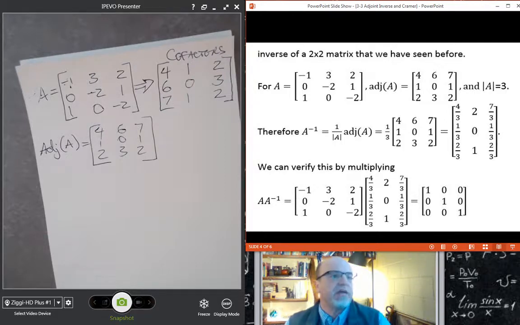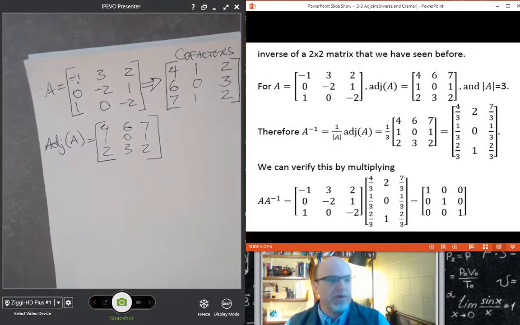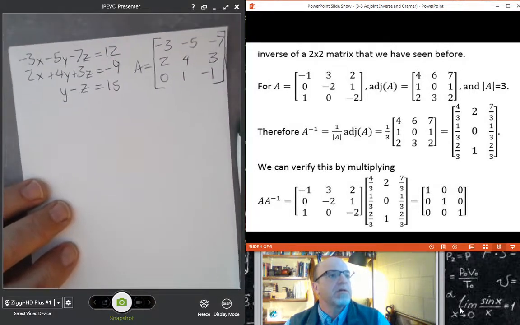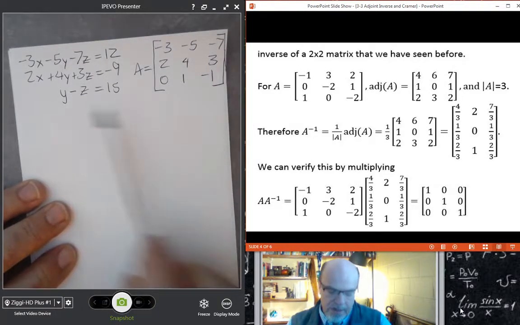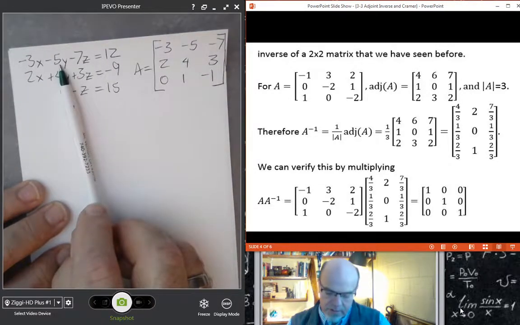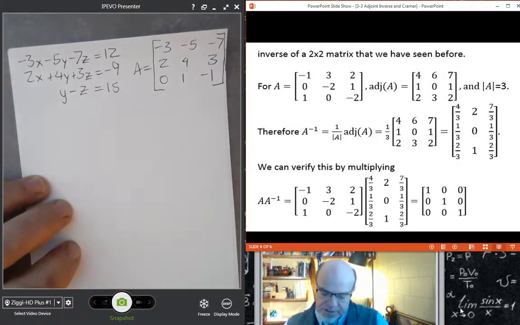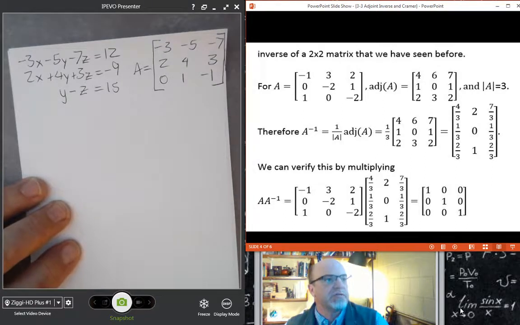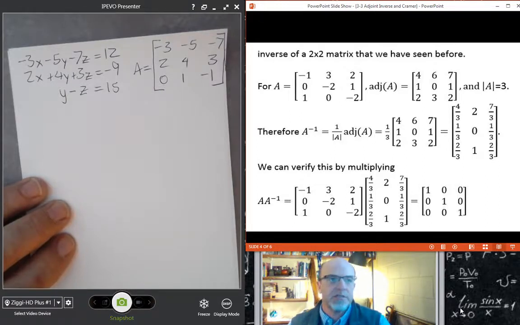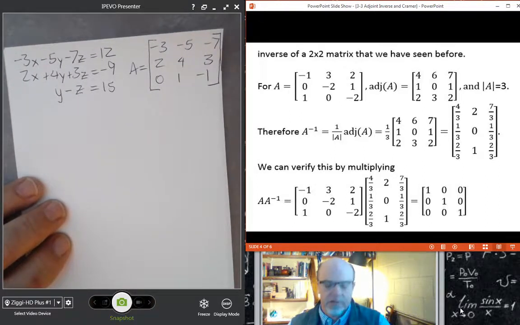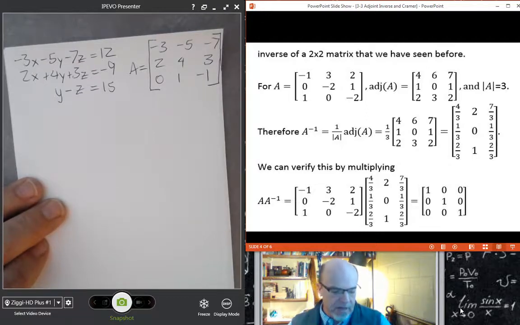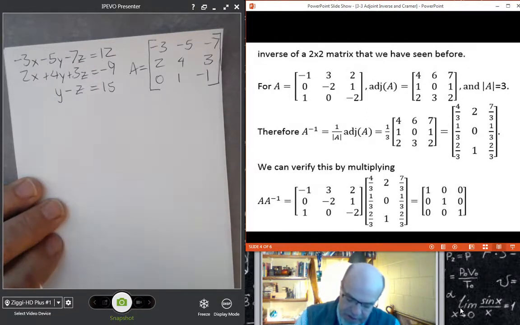And so if we take these 3 equations, -3x minus 5y minus 7z equals 12, and you can see it there. There's 3 equations, 3 unknowns. We can put together the coefficient matrix. Coefficient matrix you have there: -3, -5, 7, 2, 4, 3, 0, 1, -1. Okay, and we can calculate the adjoint for this.